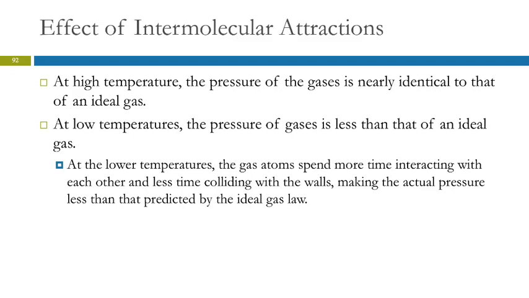Temperature also affects the behavior. At high temperatures, the pressure of a gas is nearly identical to that of an ideal gas. And this is because as those particles are moving quickly at high temperatures, when they collide with each other, they do so very quickly and they don't have a chance to interact with each other. At low temperatures, we see that the pressure of a gas is less than predicted. What happens here is that as the particles are moving more slowly, when they collide with each other, they have a chance to interact with each other.